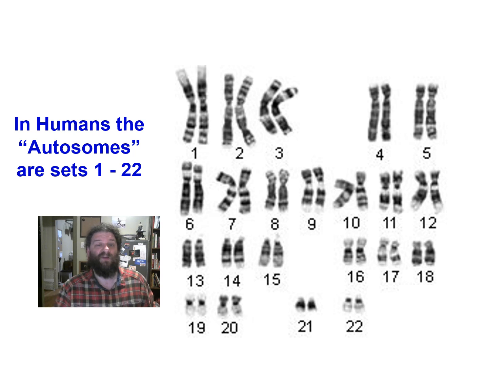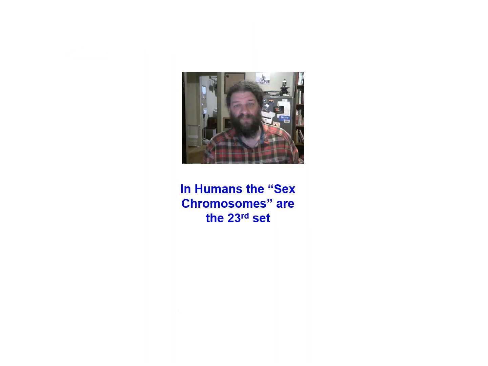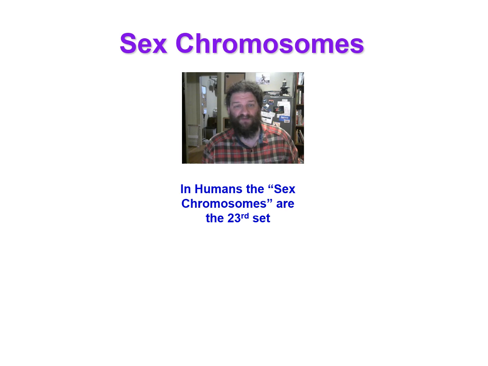So like I said, these first 1 through 22, they arrange them by size, are called the autosomes or body chromosomes, and the last 2 are the sex chromosomes.